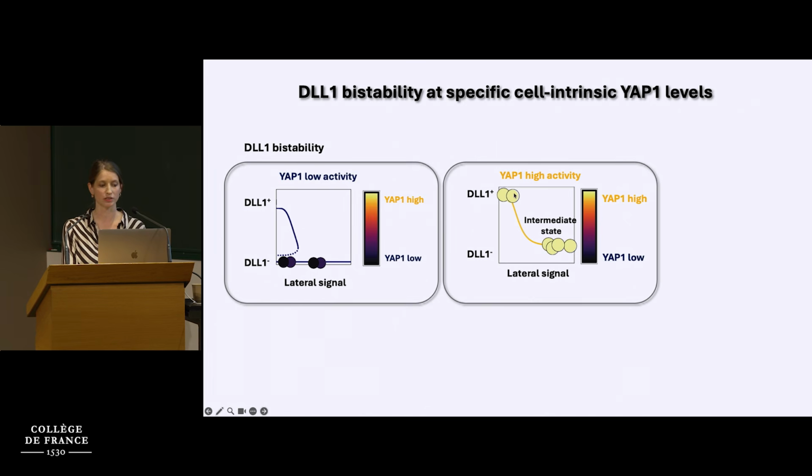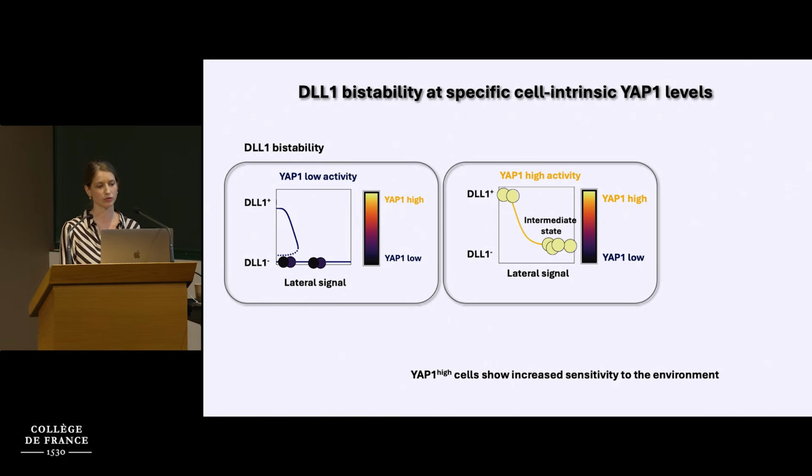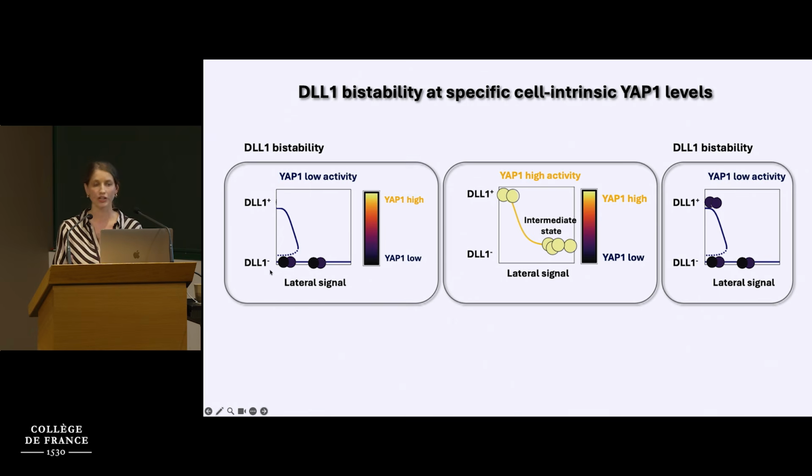So this is curious because in more abstract terms, this means that YAP high cells show increased sensitivity to the environment, while YAP low cells are not sensitive to the signal, because they will always be delta negative. Another interesting observation, as it comes with bistability, as has already been discussed by Edouard, is that once the cells reach the second state, they will be stably maintained there. So this is what the model showed us, and this also implies that there might be a memory of a previous cell state.